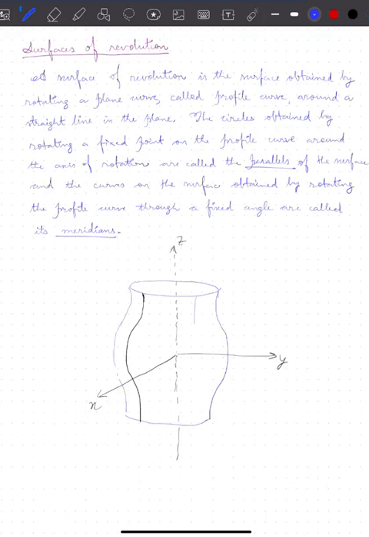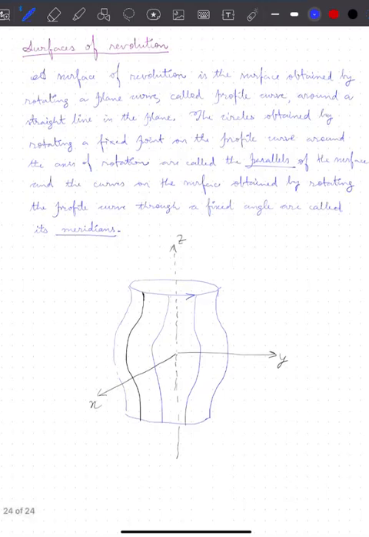Right, so these are all surfaces. These are all curves, and these are called meridians. So we rotate it in this fashion, right? And say this makes an angle. So at any point, this will make an angle, say v, with respect to the x-axis.